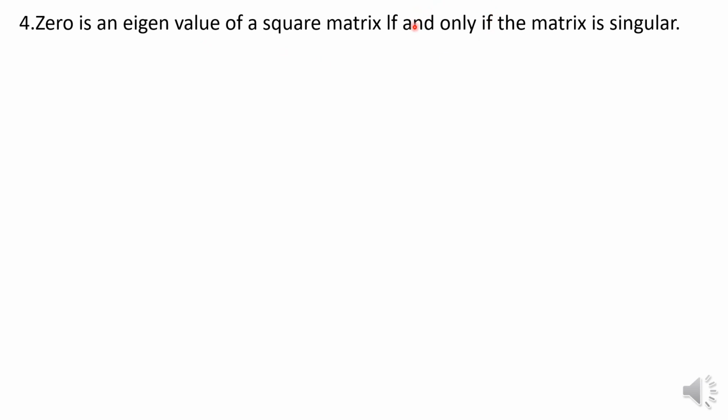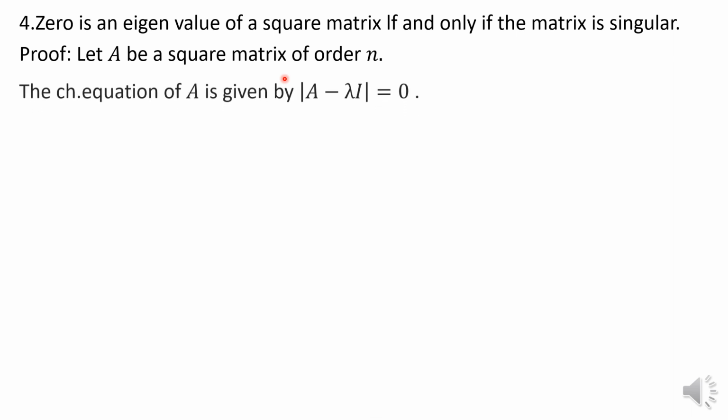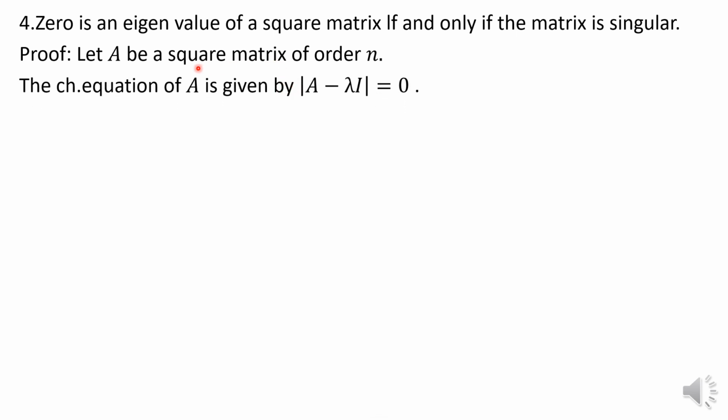Okay, so now let us try to prove this property. Take A as a square matrix of order n. Let us suppose that A is a square matrix of order n. Now write down the characteristic equation of the matrix A. The characteristic equation of the matrix A is determinant of A minus lambda I is equal to 0. You should remember this one. The characteristic equation of any square matrix A is given by determinant of A minus lambda I is equal to 0.